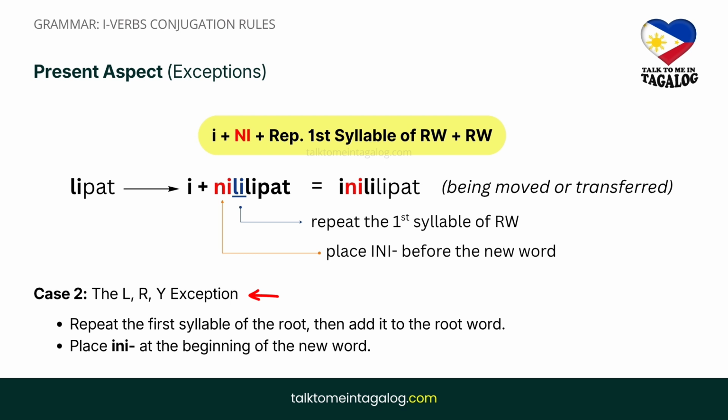Now let's look at case 2, the L, R, and Y exception. If the root word begins with L, R, or Y, repeat the first syllable and place it before the root word. Then add ini at the beginning. Let's use the root word lipat, which means move or transfer. Repeat the first syllable li and place it before the root word to form lilipat. Lilipat. Then add ini at the beginning. The result is inililipat. Inililipat, which means being moved or being transferred.